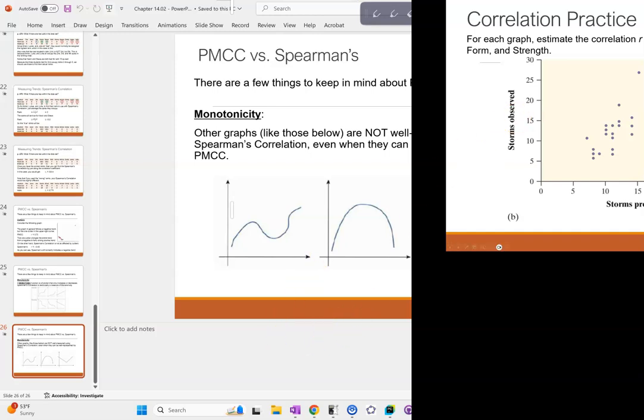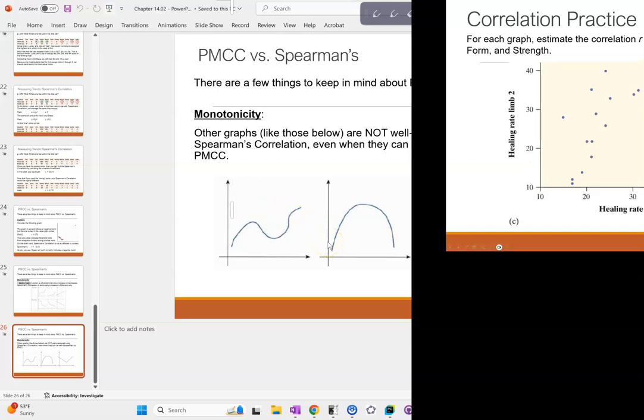What's the direction? It looks positive to me, right? Negative would be doing this. It's definitely not doing that, right? So it's more positive than anything else. The form, I mean, it's linear-ish. It doesn't look like anything else, right? It's mostly a blob. And the strength, this would be weak or very weak, right?